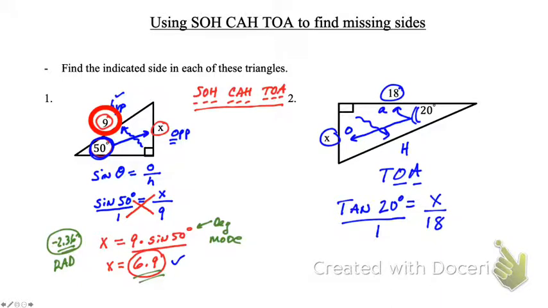Okay, I would slap that tangent of 20 over 1, and again I would do whichever cross has the variable in it first, and I get x equals, and then go the other direction and write that as 18 times the tangent of 20 degrees.